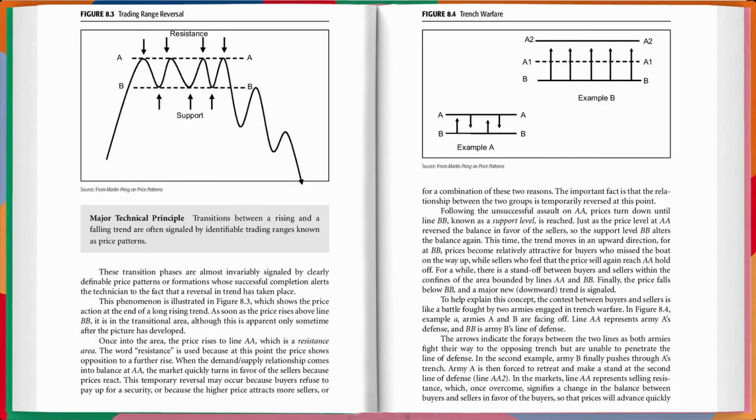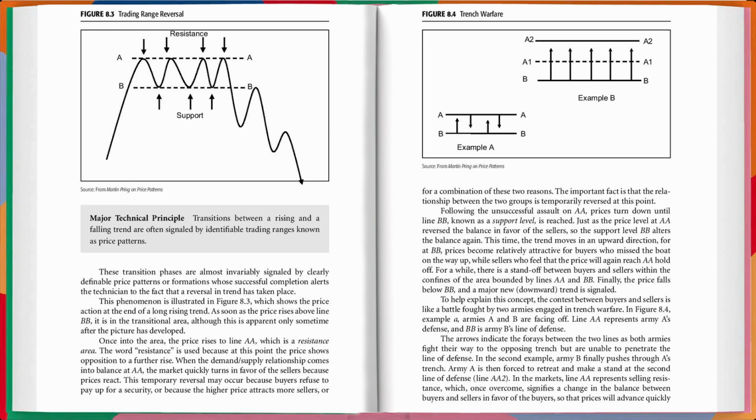Major technical principle: Transitions between a rising and a falling trend are often signaled by identifiable trading ranges known as price patterns. These transition phases are almost invariably signaled by clearly definable price patterns or formations, whose successful completion alerts the technician to the fact that a reversal in trend has taken place.